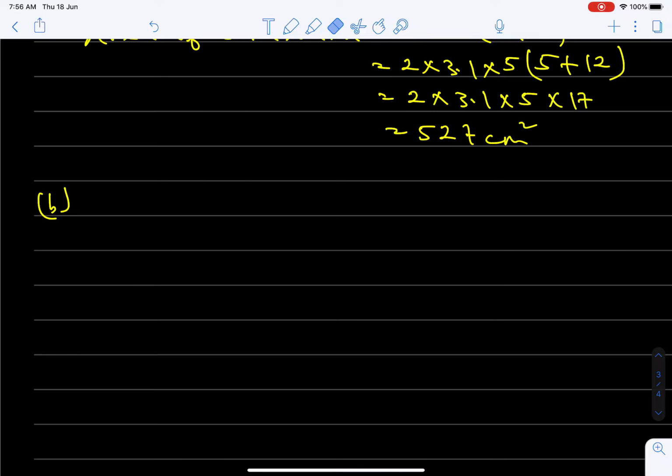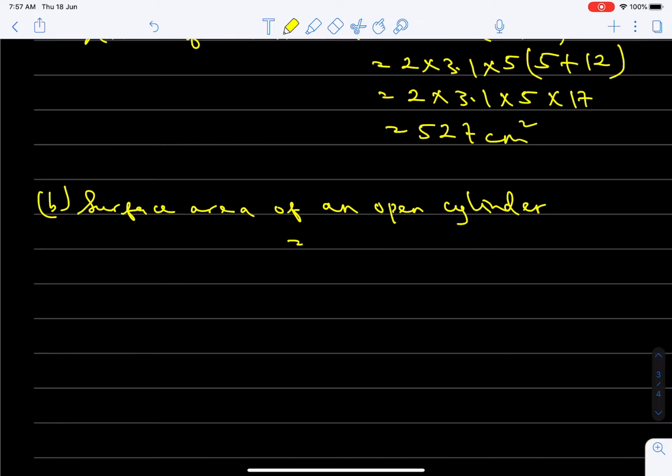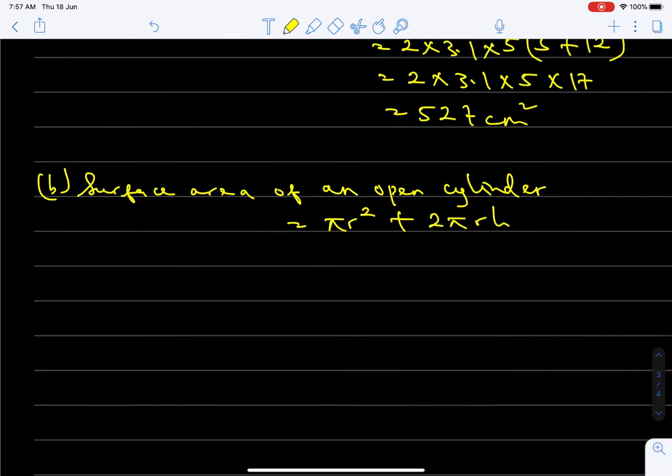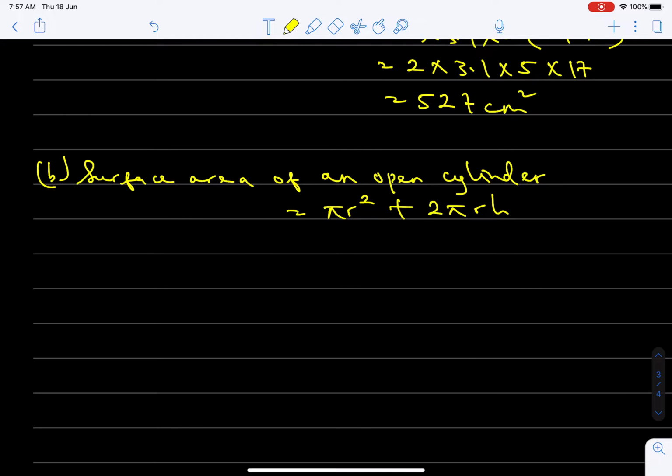first of all, let's write what the surface area of an open cylinder is. The surface area of an open cylinder is given by the formula pi r squared. We only consider the area of one circular face plus the curved surface area of the cylinder. That's pi r squared plus 2 pi r h.